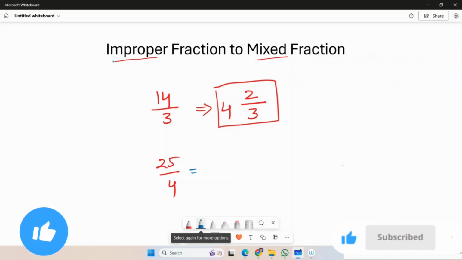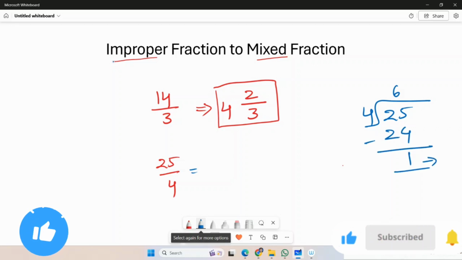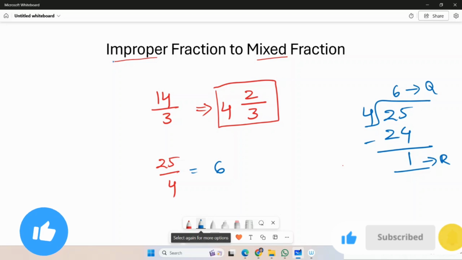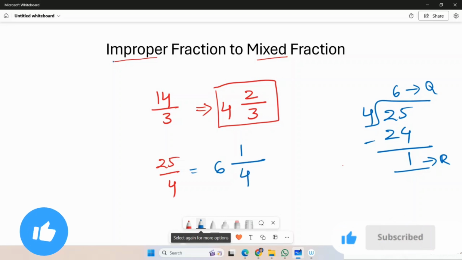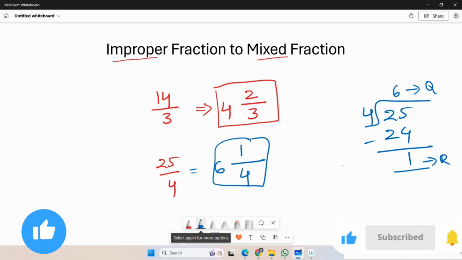Let's solve 25 upon 4. Let's divide 25 upon 4. 4 times table we don't have 25. So the closest number is 24. 4 times 6 is 24. 1 as the remainder. And 6 as our quotient. Now here our new whole number is 6, which is our quotient in the division. And new numerator is 1, which is our remainder. And denominator stays the same. So this is the mixed number for the improper fraction 25 upon 4.